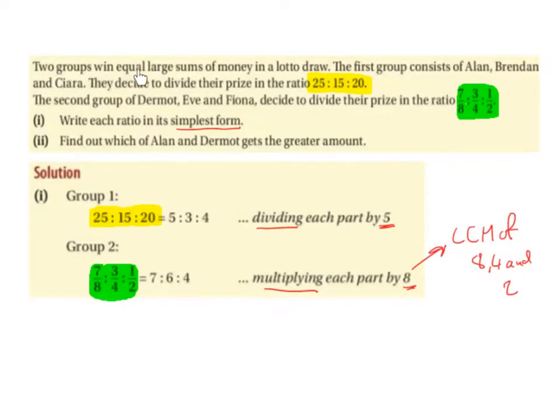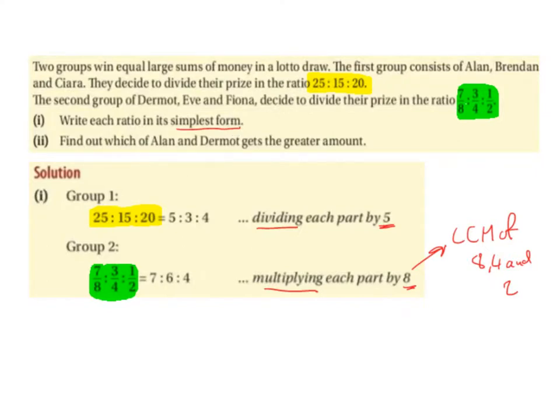Two groups win equal large amounts of money in a lotto draw. The first group consists of Alan, Brendan and Ciara. They decide to divide their prize in the ratio of 25 to 15 to 20. The second group of Dermot, Eve and Fiona decide to divide their prize in the ratio of 7/8 to 3/4 to 1/2. Write each ratio in its simplest form.